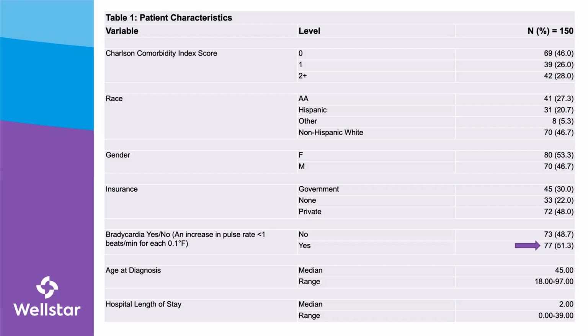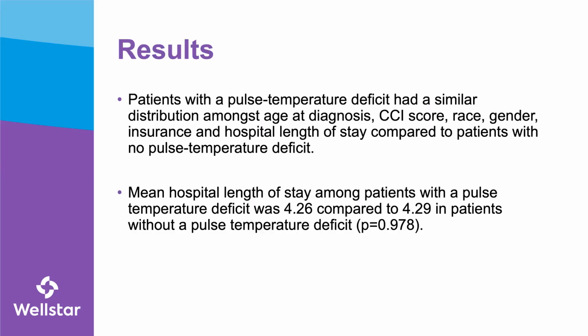Hospital length of stay, the median was about 2 days with a range of 0 to 39 days. Patients with a pulse temperature deficit also had a similar distribution amongst age at diagnosis, CCI score, race, gender, insurance, and hospital length of stay compared to patients with no pulse temperature deficit. Mean hospital length of stay among patients with a pulse temperature deficit was 4.26 compared to 4.29 in patients without a pulse temperature deficit, with a p-value of 0.978.